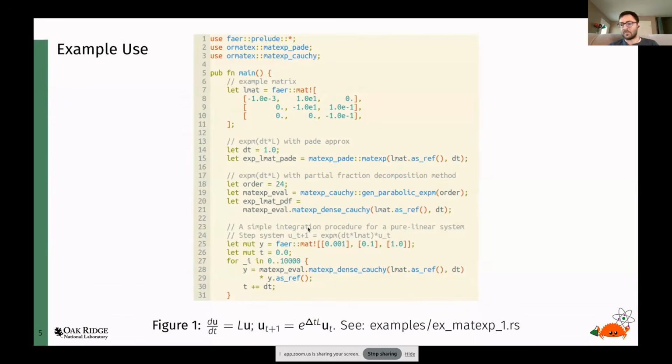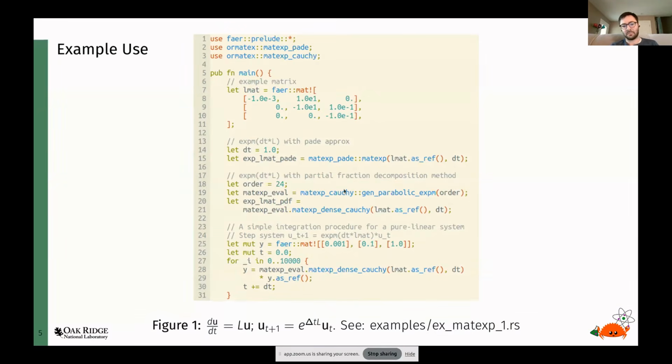So how, at a high level, does this crate get used? This is a super easy example. This is a purely linear problem. This is how you would evaluate the matrix exponential using our crate. We implement several different ways to do this, but one is a Padé approximation, quite simple, and the other is a partial fraction decomposition-based method, which we provide several of.